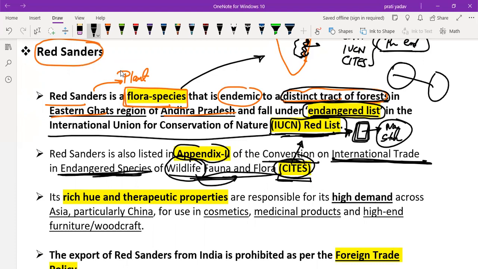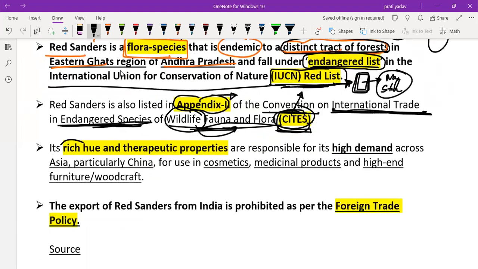So currently CITES has listed red sanders in Appendix 3 of the CITES. Its rich hue, hue means color, and its therapeutic property, that means it helps in therapy of any disease. So its rich hue and therapeutic properties are responsible for its high demand across Asia.